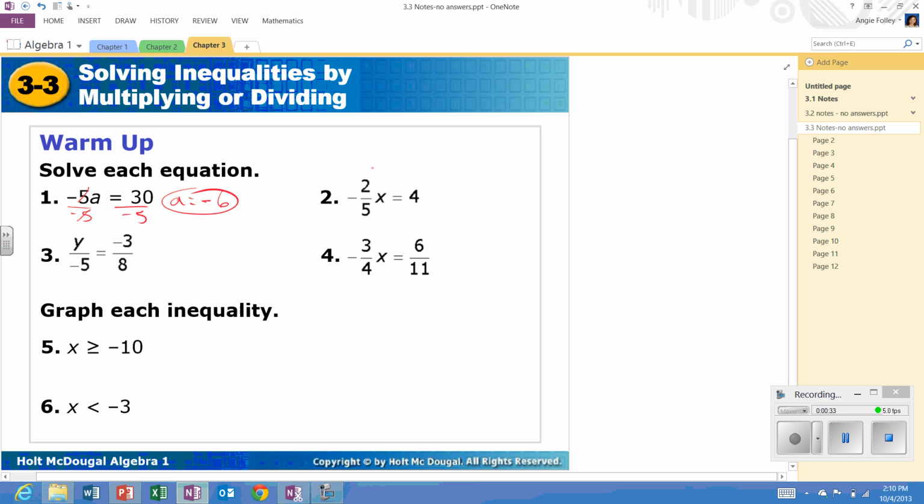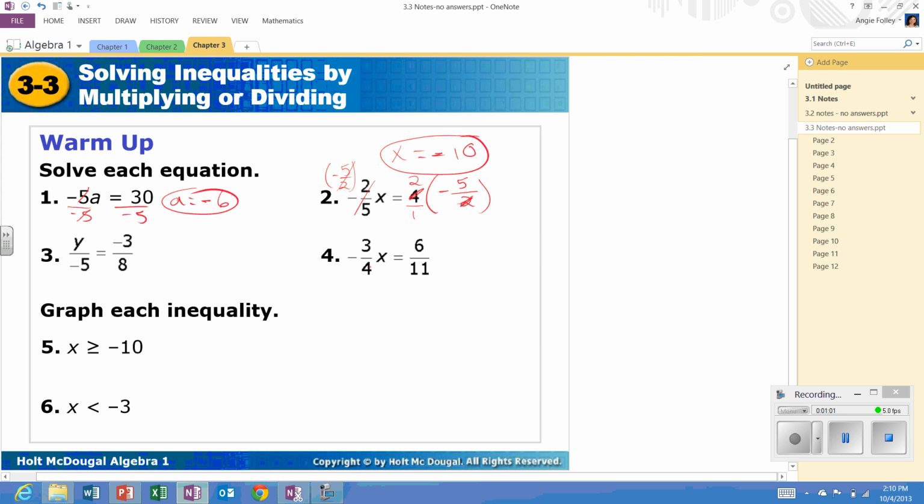For number 2, in order to get rid of a fraction, remember we have to multiply by the reciprocal. So we're going to do that to both sides, multiply by -5 over 2 in order to get rid of it. So that will go away. And then this 2 can cancel with this 4 if you want to think of this as 4 over 1. It'll go into it 2 times. So then we're going to get 2 times -5, which is -10. So x will equal -10.